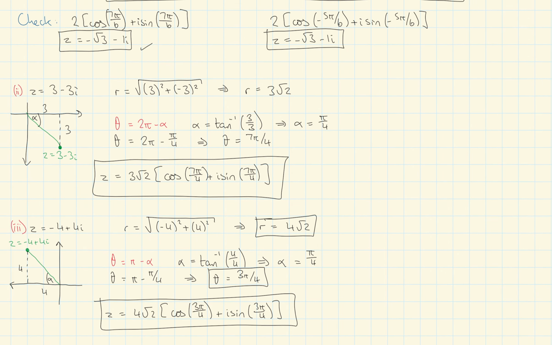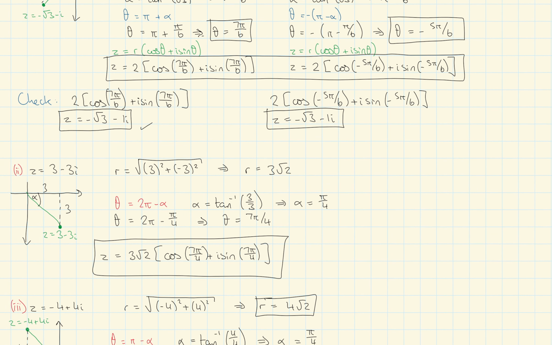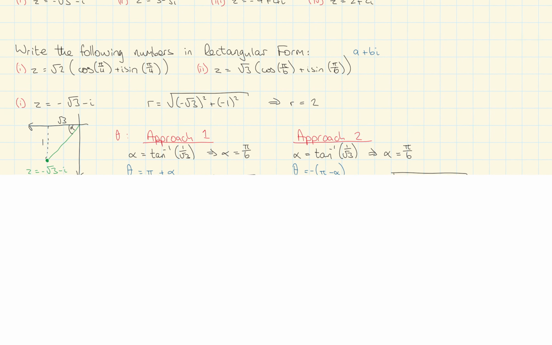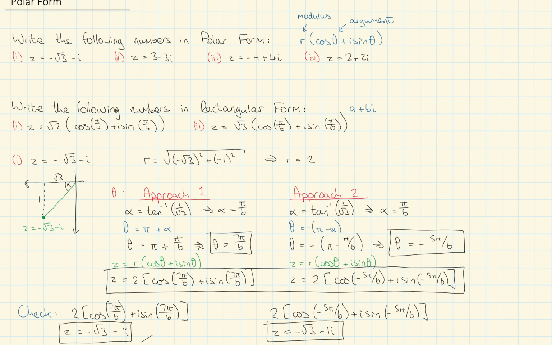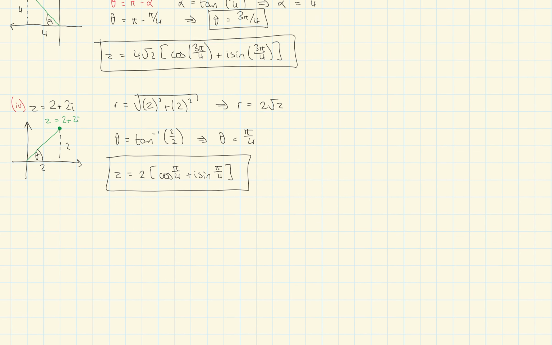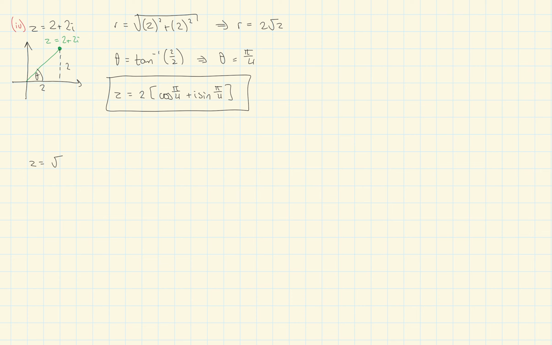Okay, so that's parts 1, 2, and 3 here. So this here was approach 1. Okay, and if we look up, then we have the second parts where we were asked to write the following numbers in rectangular form. So we're converting from polar form back to rectangular form. So we have z equals root 2 cos of pi over 4 plus i sine pi over 4.